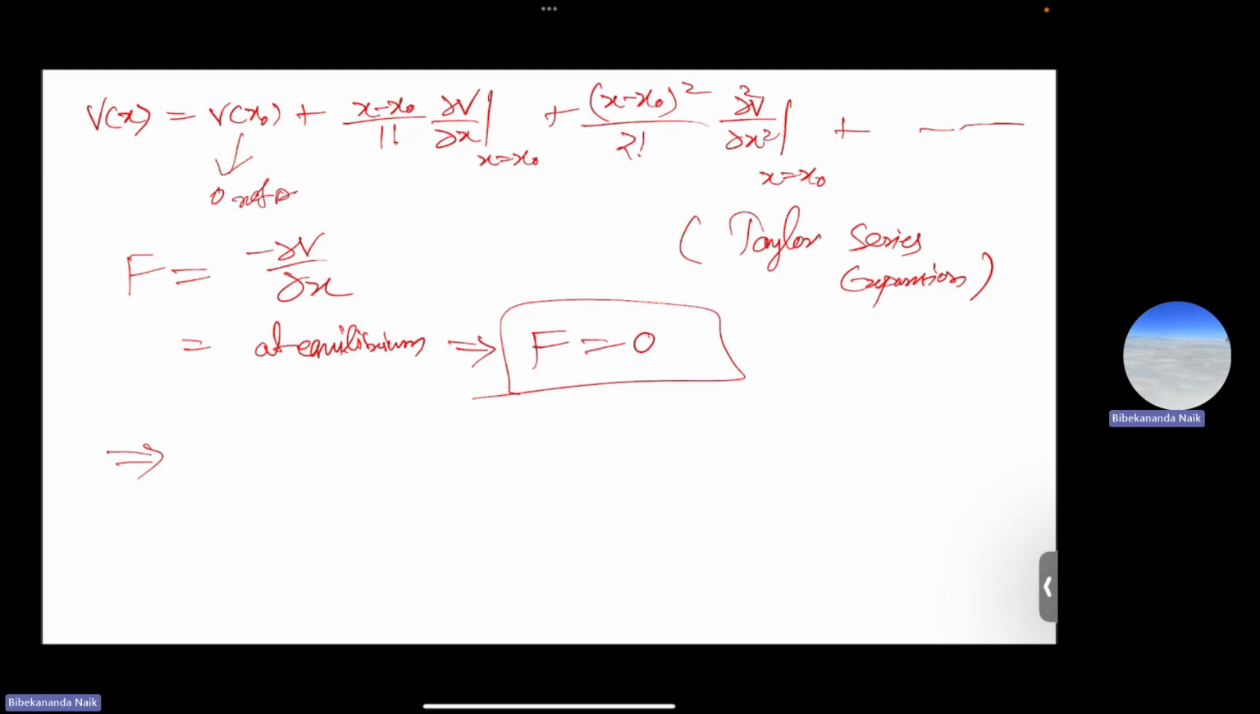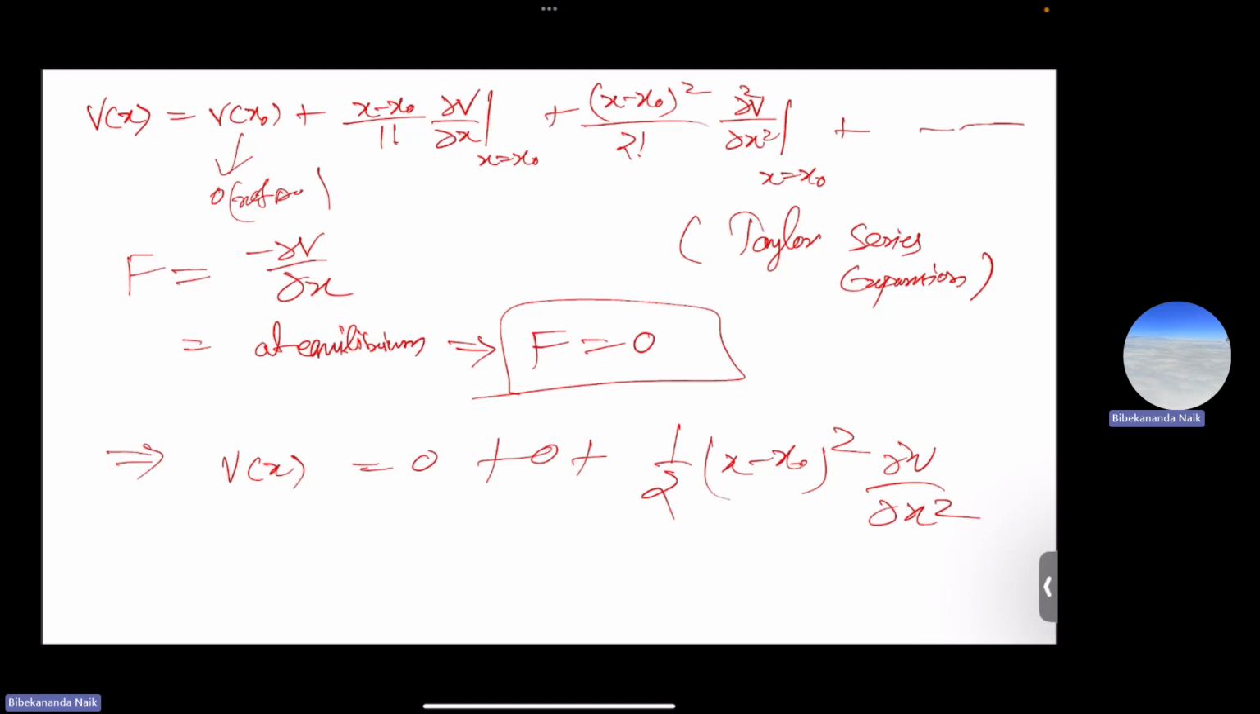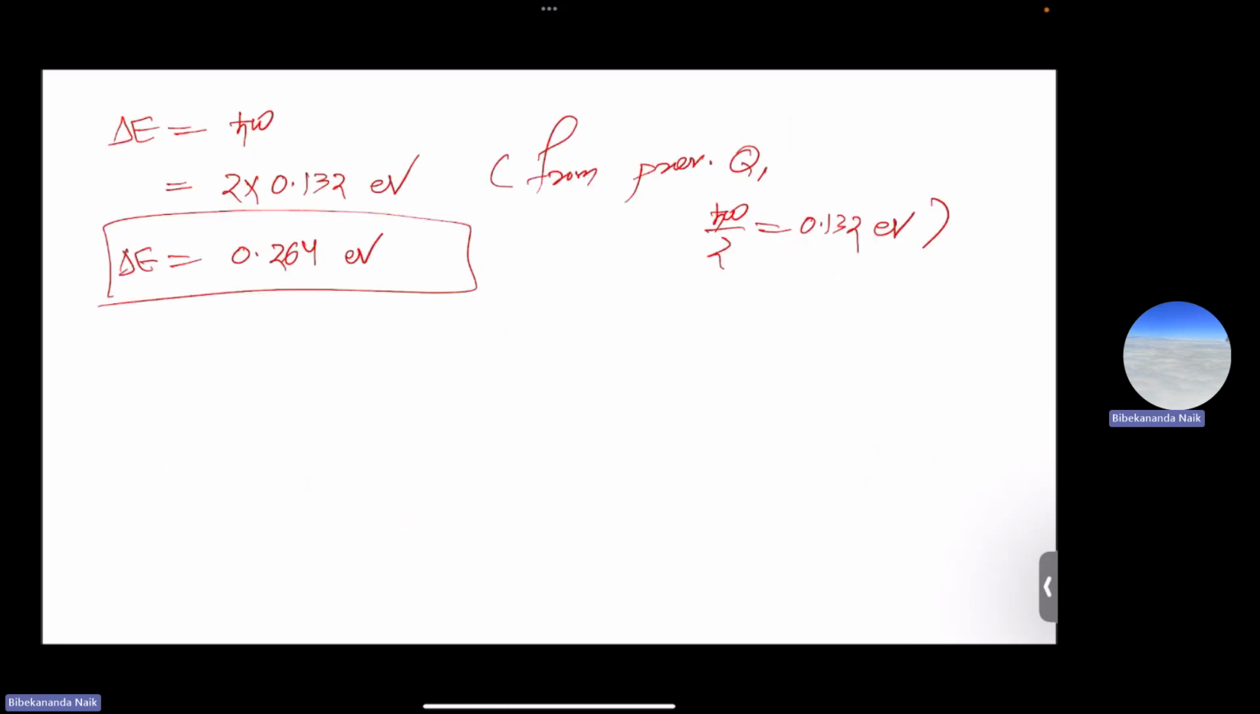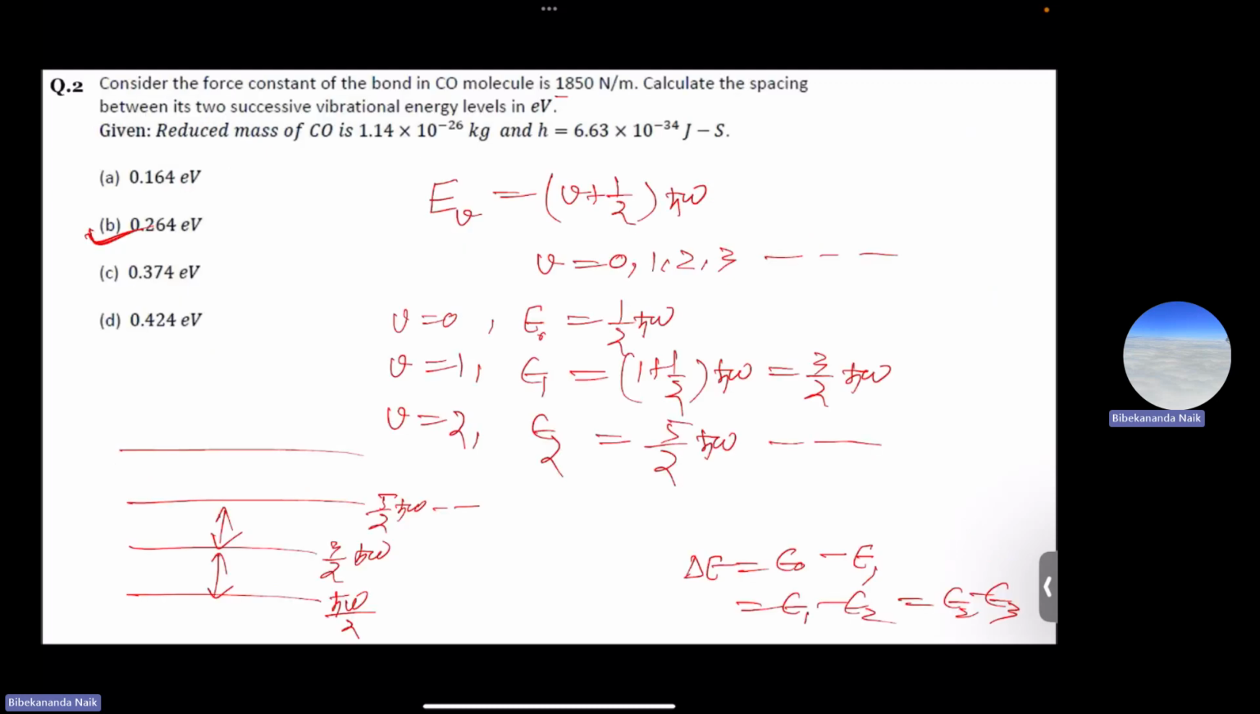So V(x) will be 0 plus 0 plus 1 by 2 (x minus x0) square del square V by del x square at x equal to x0. Now this del square V by del x square is nothing but the force constant k. So in general, the potential energy is given by V(x) equals half k (x minus x0) square. And from all the calculations we did, the value of k is this.